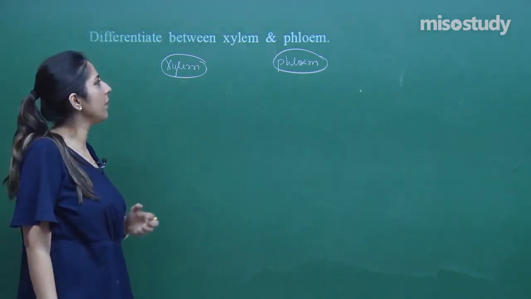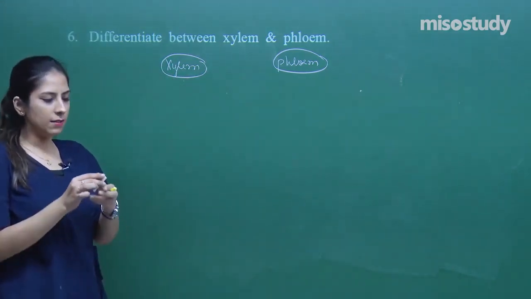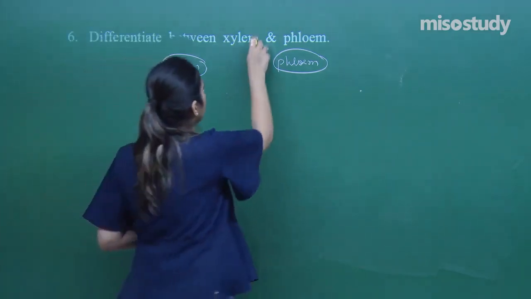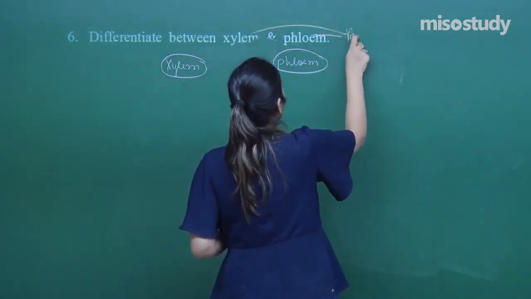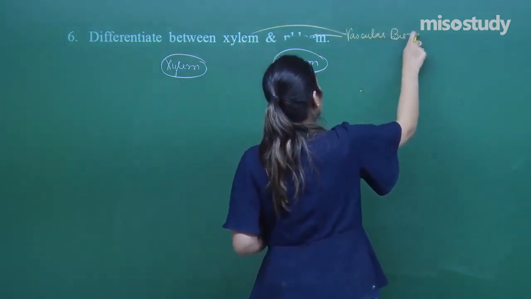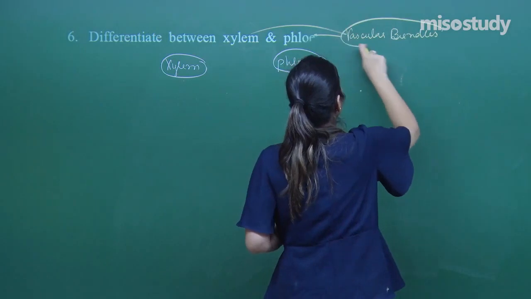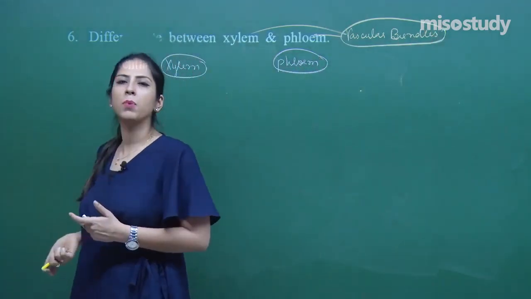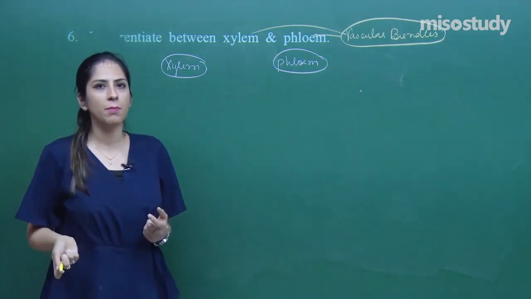Xylem and phloem. What is the function of xylem? First of all, whenever they combine together, what they form is vascular bundles. What do they form, students? Vascular bundles, right? Sometimes they do have a cambium present in them, sometimes they do not.